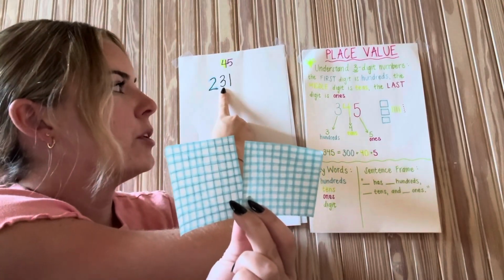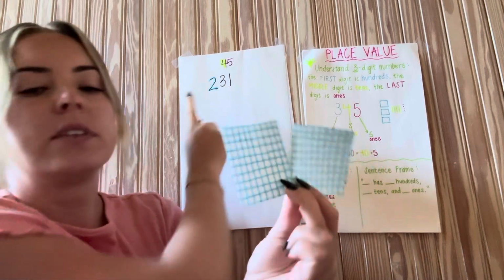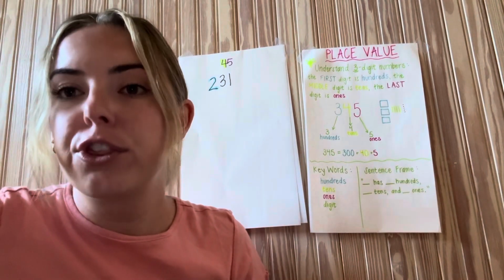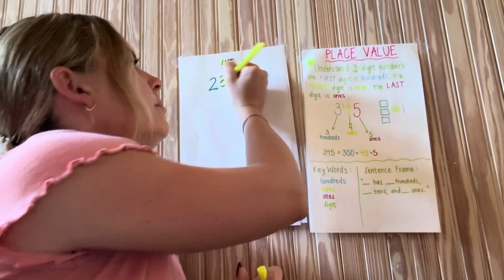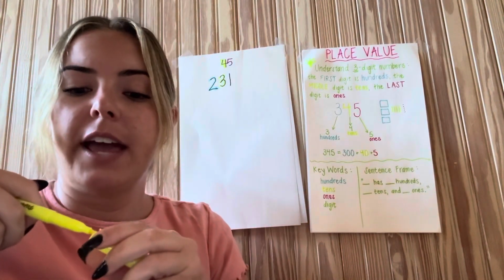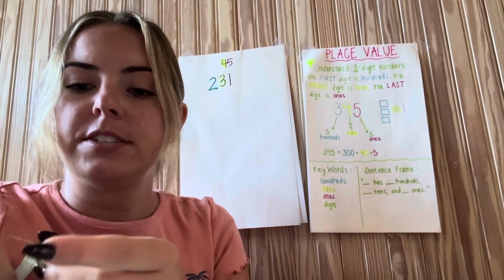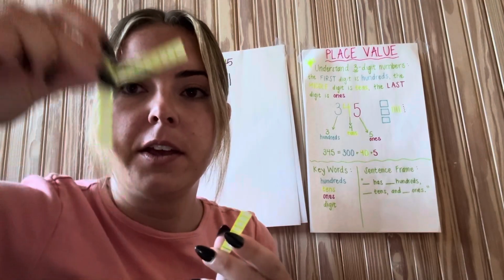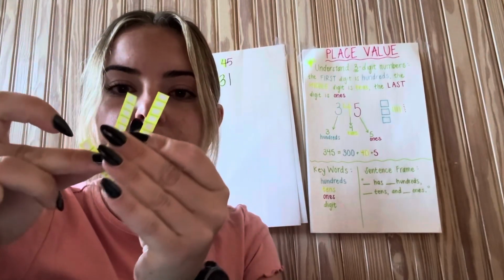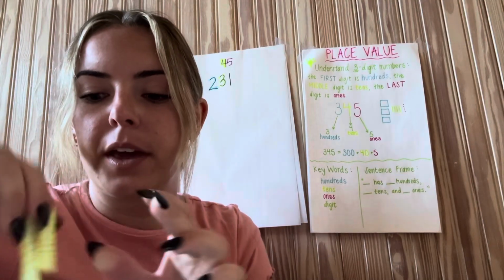Looking at this number, the middle digit is the tens. The middle digit is the 3. That means we're going to have 3 tens blocks. So count with me. We got 1, 2, 3. So we got 3 tens blocks, and we have our 2 hundreds blocks.